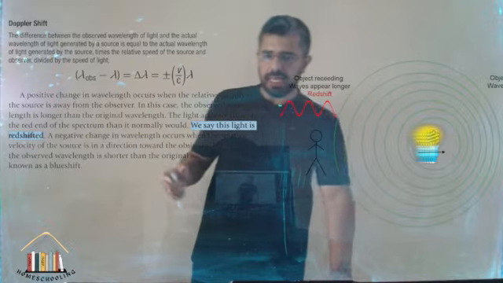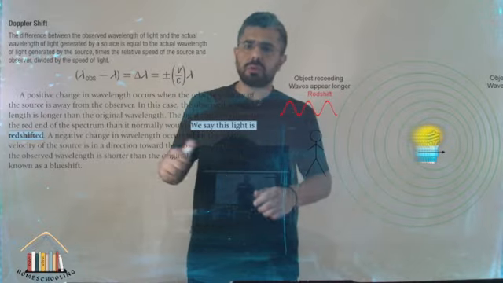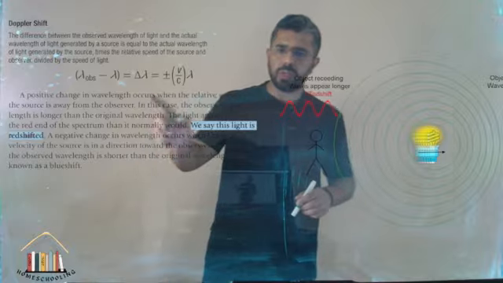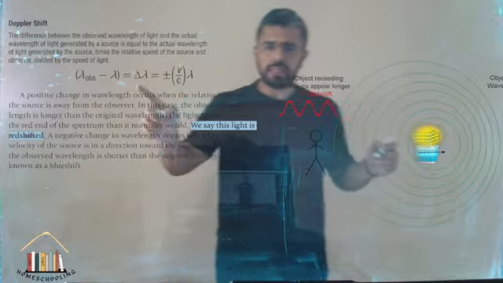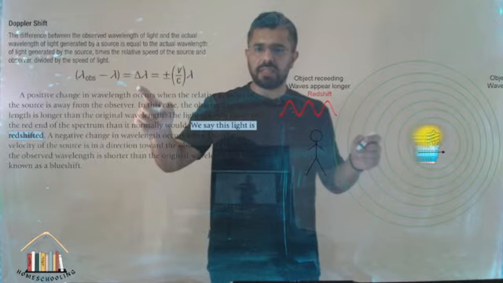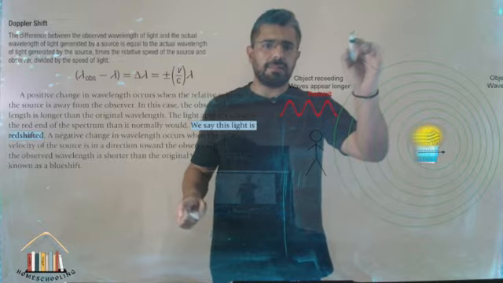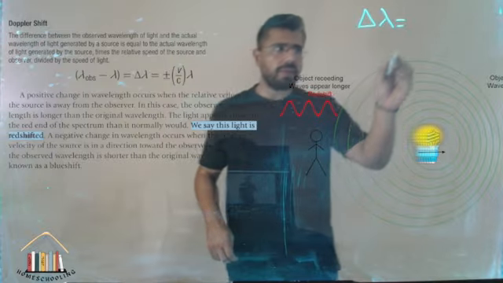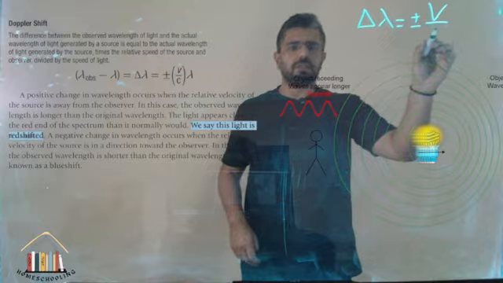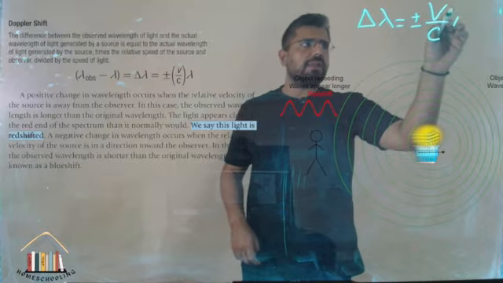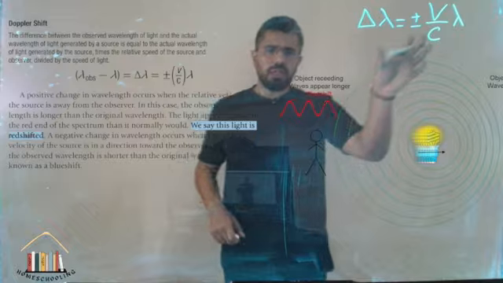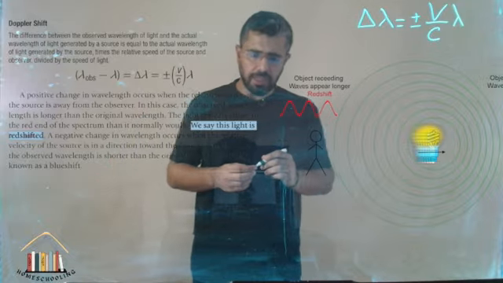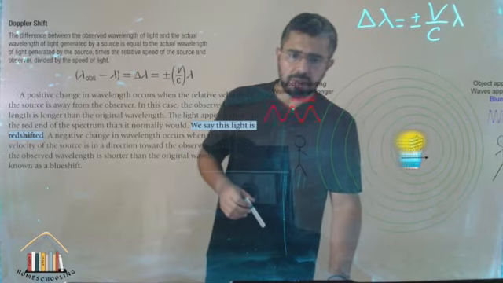Physicists usually don't prefer to work with frequencies, they prefer to convert them to wavelengths. From the Doppler effect of light, they deduce this equation: delta wavelength, the difference between the wavelengths, is equal to plus or minus the velocity of the source divided by the speed of light, multiplied by the wavelength. So this equation is derived from the previous one about the Doppler effect.